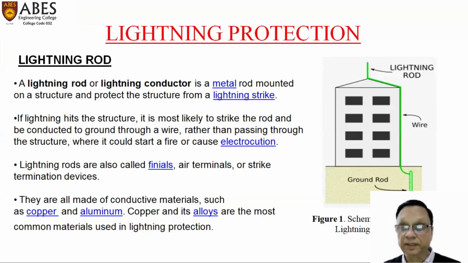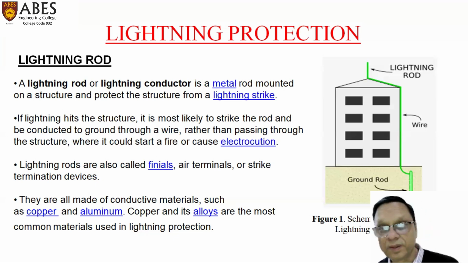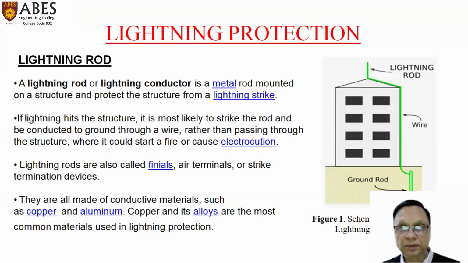They are made up of conductive materials such as copper and aluminium. Copper and its alloys are the most common materials used in lightning protection. So the lightning rod is a very simple method and it can be applied where the height is not a matter of concern, but it's an important part of the lightning protection scheme, one of the most important and effective lightning protection schemes.